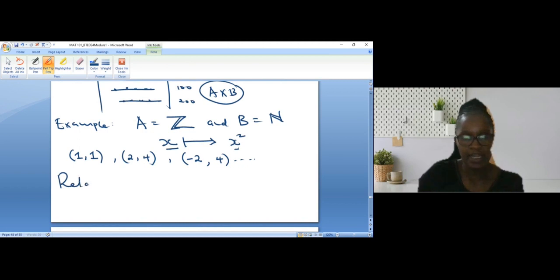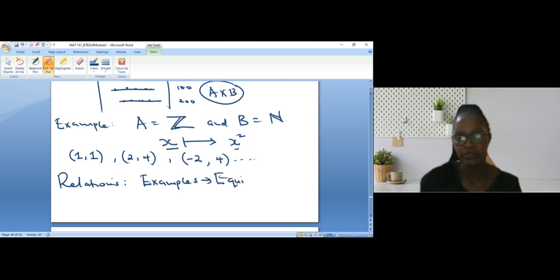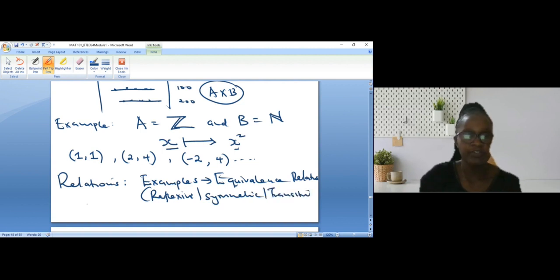So out of relations, we looked at different properties of relations. I'm not going to repeat that. But out of relations, one of the examples of relations which we covered is the equivalence relation. I gave enough examples, so I'm not going to spend time on this, but it's simply a relation that is reflexive, symmetric, and transitive, where reflexivity means that every element is related to itself.